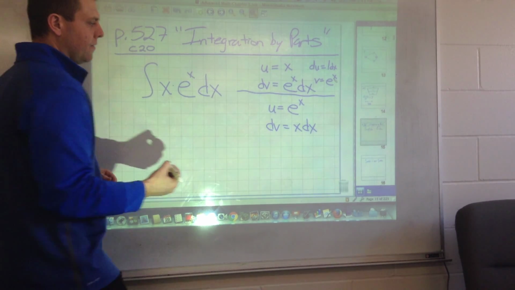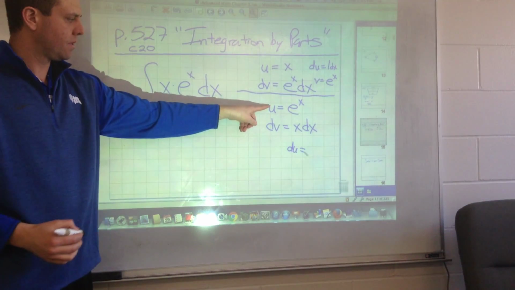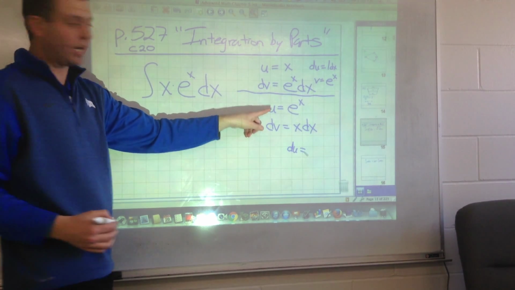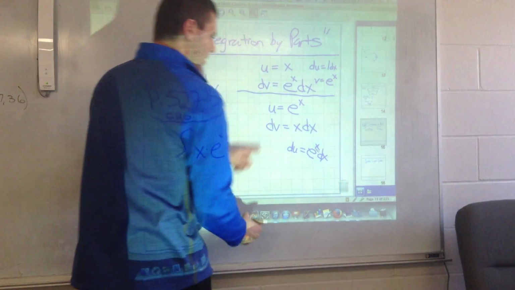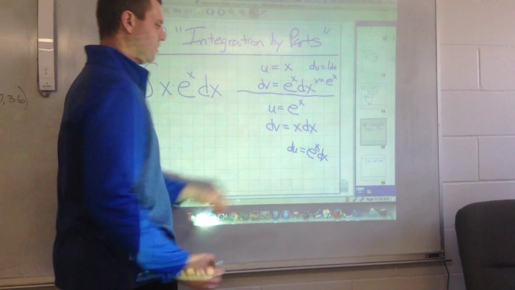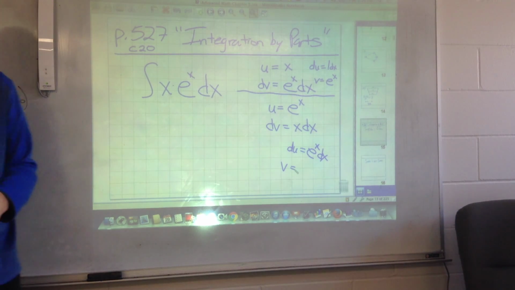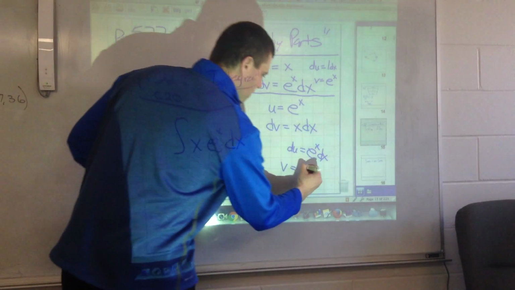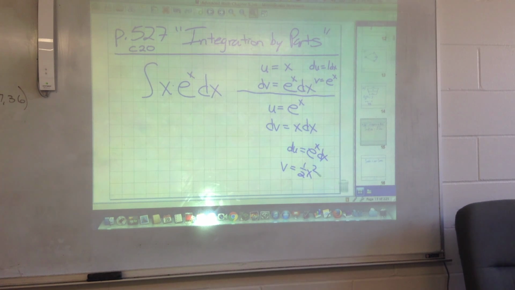Had we done it the other way, du would be what? e to the x dx, because the derivative of this is simply e to the x dx. If dv is this, what would v be? The antiderivative of x, basically, one half x squared. So it really doesn't matter which one you choose, but one of them is going to be easier.